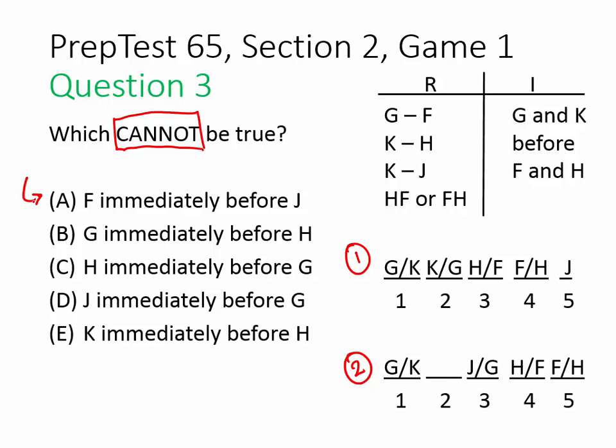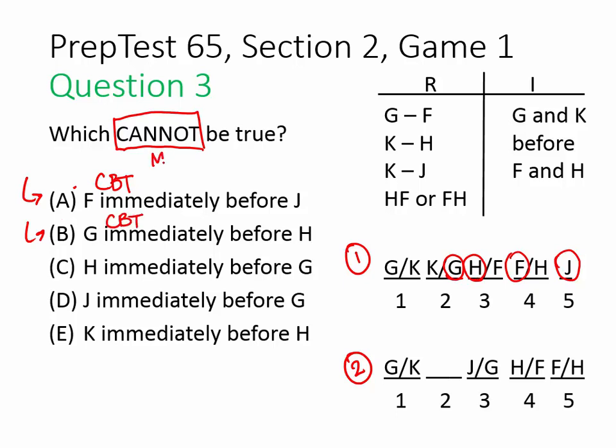Could F ever be immediately before J? Well, we see right here where there's room for that possibility. So this one's looking like it could be true. What about answer choice B? G immediately before H. Well, again, we see a possibility right here where G could come immediately before H. So this one could be true.